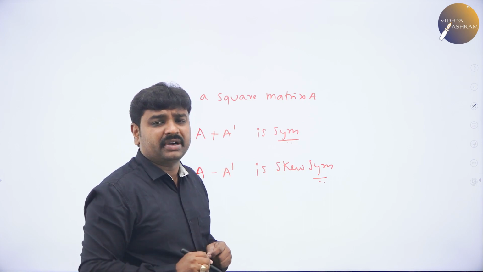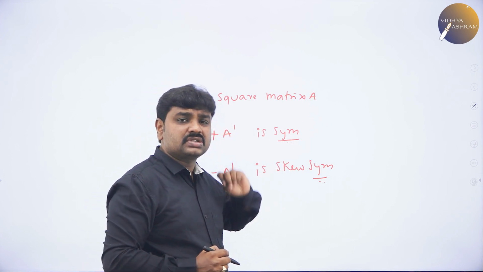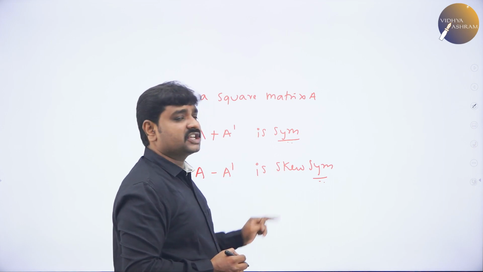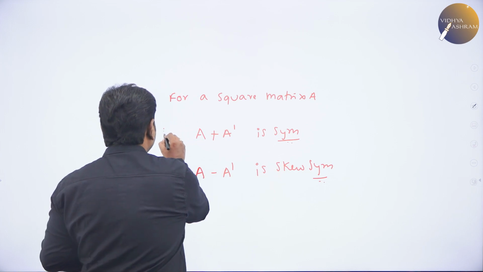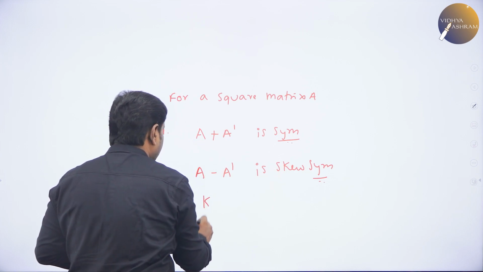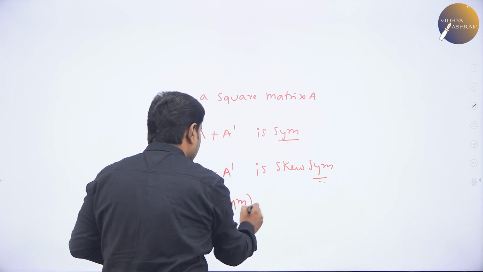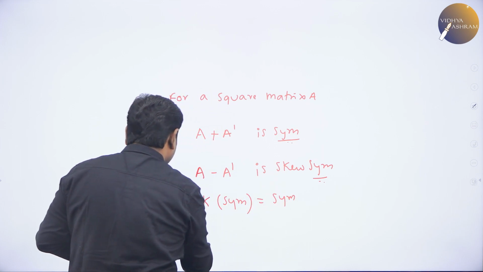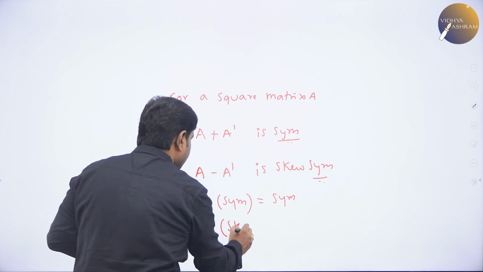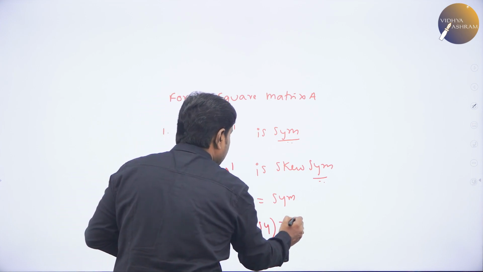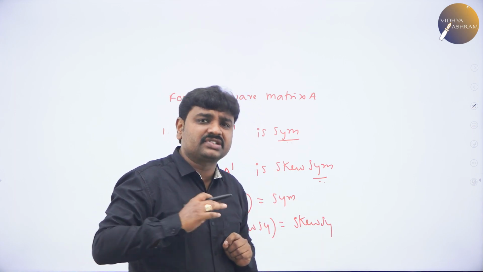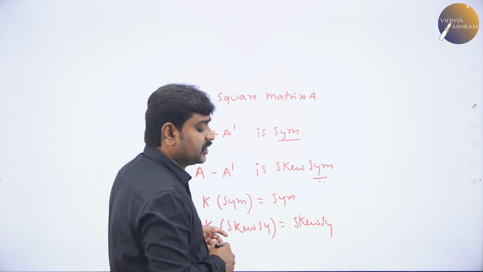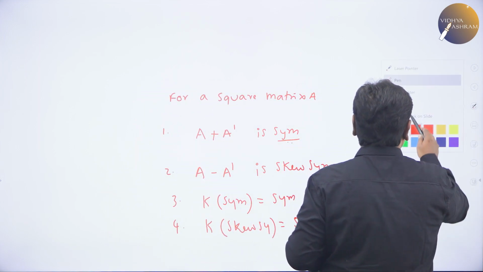For any square matrix, matrix plus its transpose is symmetric. Matrix minus its transpose is skew symmetric, and constant into symmetric is symmetric. So K into symmetric matrix is also symmetric, and constant into skew symmetric is also skew symmetric. If you multiply a constant to skew symmetric matrix, again you will get skew symmetric. So these are the basics. Using these basics, we can build what is called as a symmetric matrix and skew symmetric matrix.